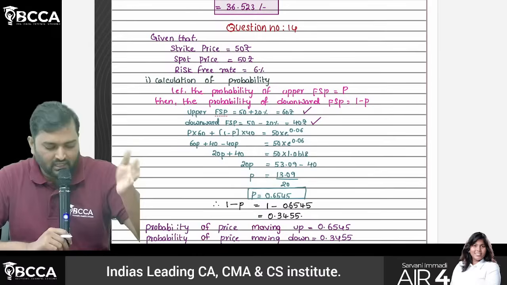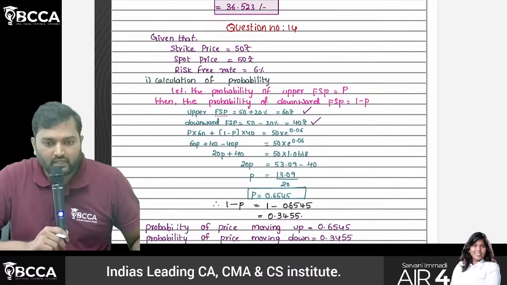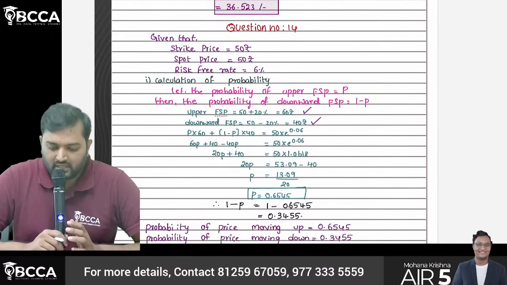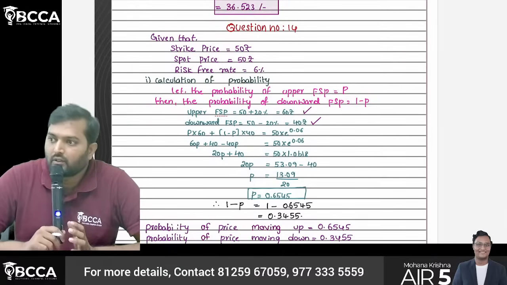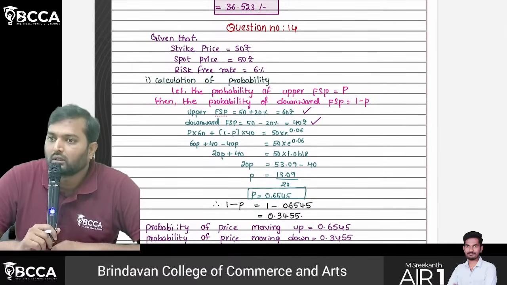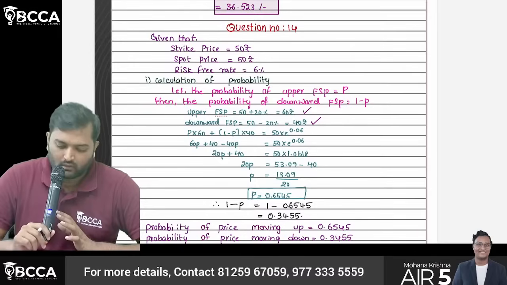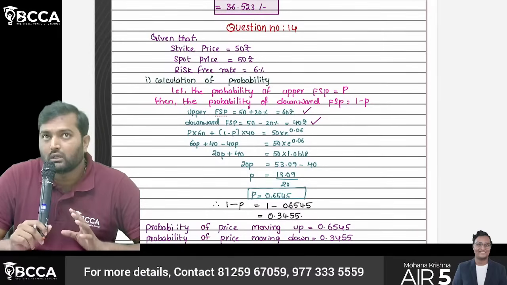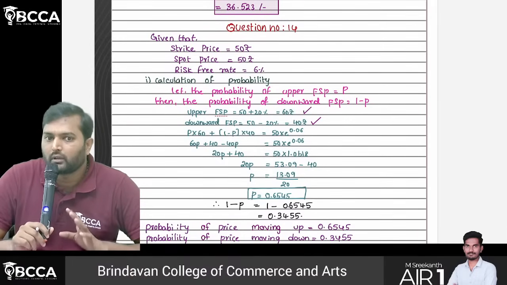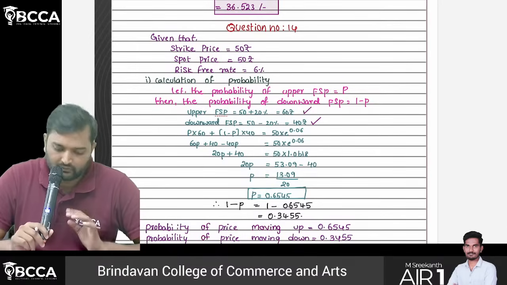So this 60 and 40 are the prices at the end of the first year. So P into 60 plus 1 minus P into 40 is equal to 50 into e power 0.06. The risk-free rate is given, e power 0.06. At least you should learn how to find the probability for a two-period binomial. At least you can attempt half.